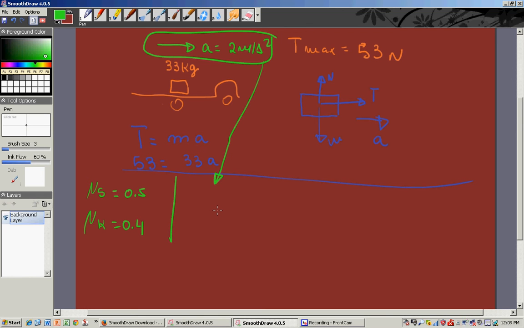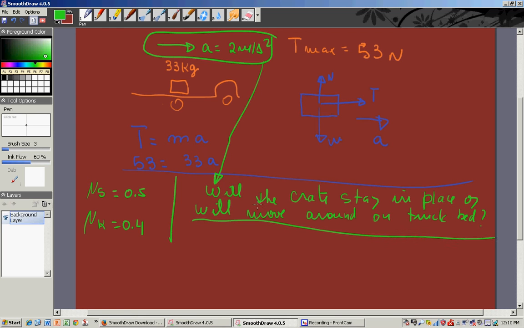So let's say the truck is going with 2 meters per second squared, and here's my question: will the crate stay in place, or move around on the truck bed? So what do you think? How would you calculate that?